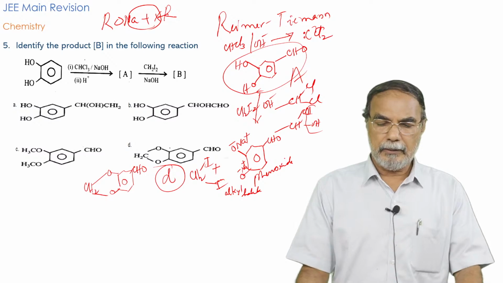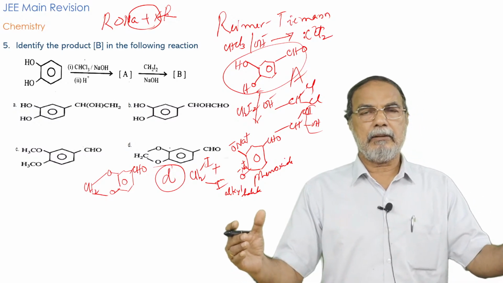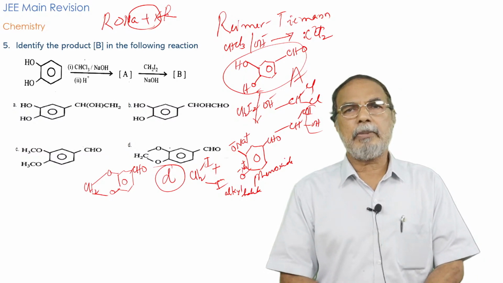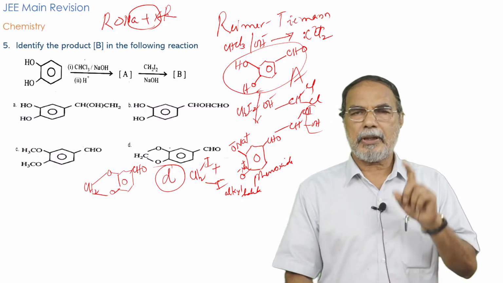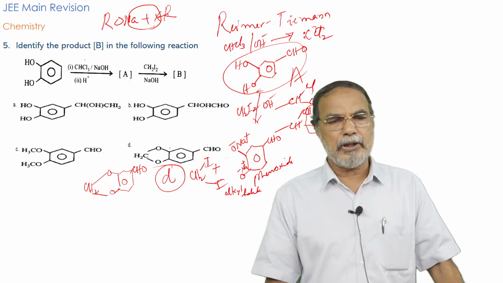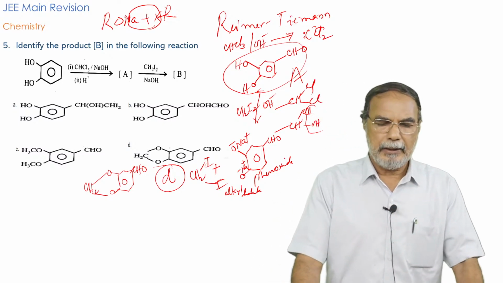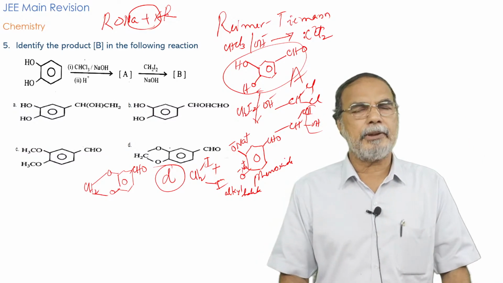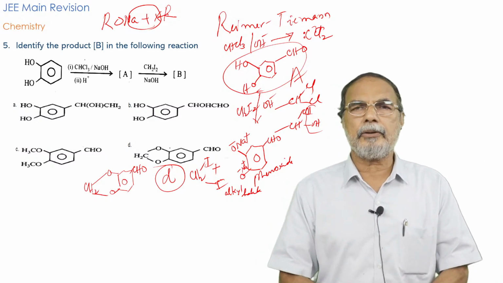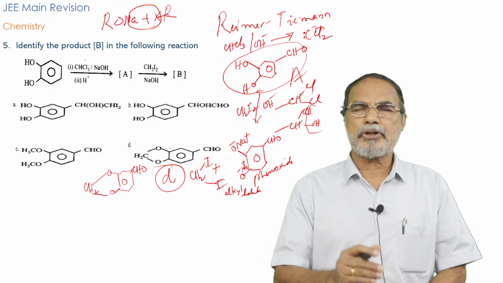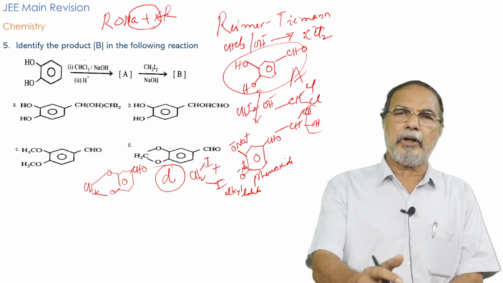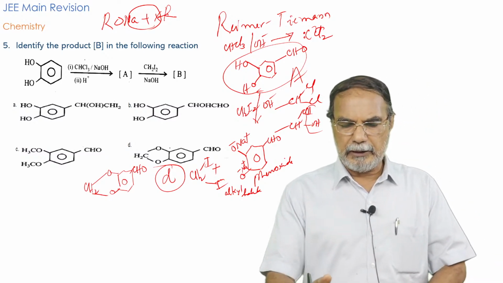So here 2 important reactions are actually combined to give a very interesting question. One is the Reimer-Tiemann reaction. So you must have in your mind what is Reimer-Tiemann reaction. When you see chloroform and alkali and the substrate phenol, you must be able to recall that reaction, Reimer-Tiemann reaction. Introduction of an aldehyde group at the para position or ortho position of the OH group. In this case, at the para position of one of the OH groups, and therefore you get aldehyde.